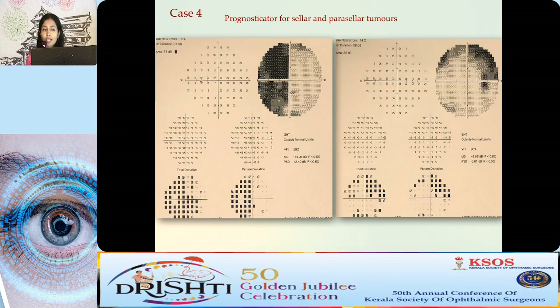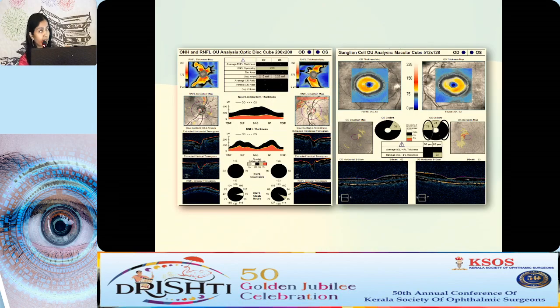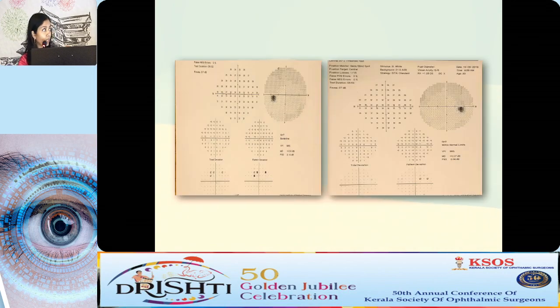So let's look at a case. This is a patient with a sellar tumor, and you can see the visual field defect. There is a temporal hemianopia, superior temporal hemianopia here. And if you look at the OCT, RNFL and ganglion cells, there is not much change there. And the patient underwent surgery. And 1 week after the surgery, the visual field has completely returned to normal.